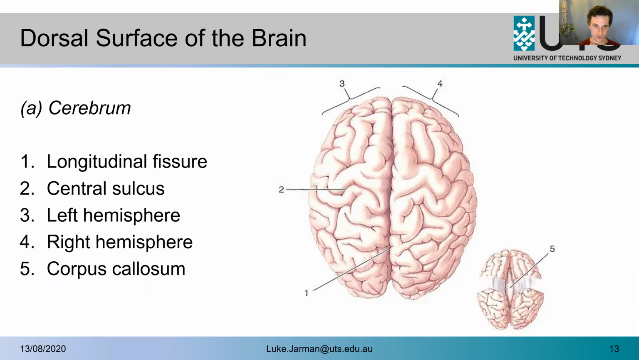2 is your central sulcus. We saw that in one of the first diagrams. 3 and 4 are your left and right hemispheres, and then 5 is your corpus callosum. Again, you can see in this diagram it's using these middle prongs to pry apart the hemispheres. If you were able to do that, looking down, you would see the corpus callosum. You can literally do that. If you had someone's brain, you could pry apart the left and right hemispheres. They're not actually fused, and the corpus callosum would be one of the main bodies of tissue that is actually connecting the brain together.